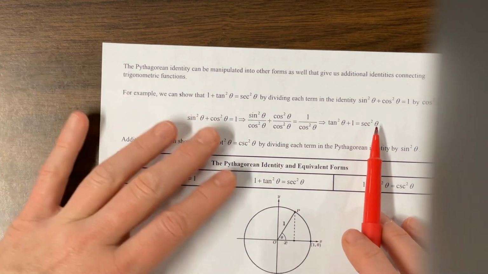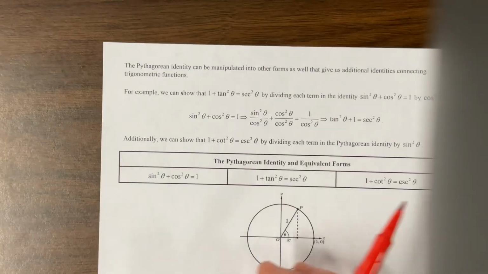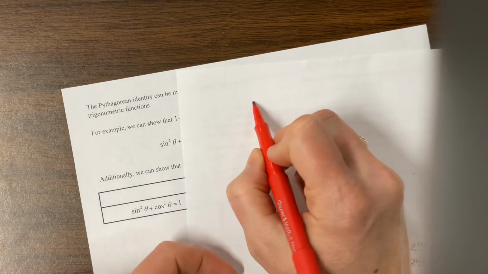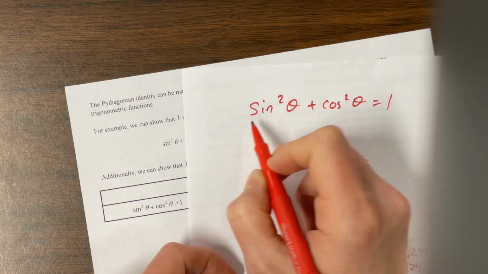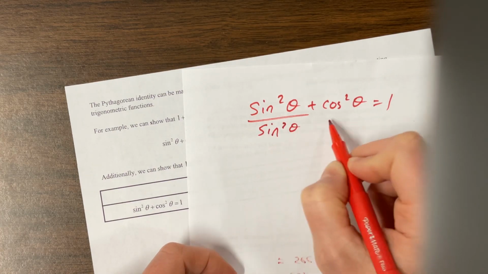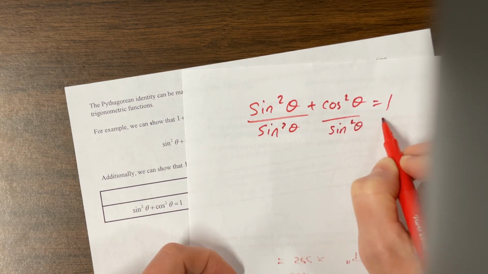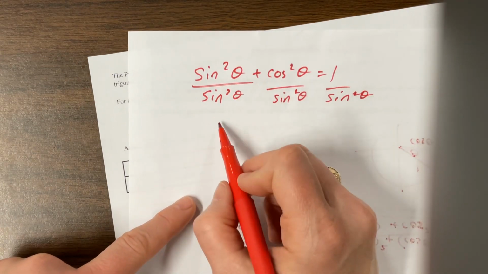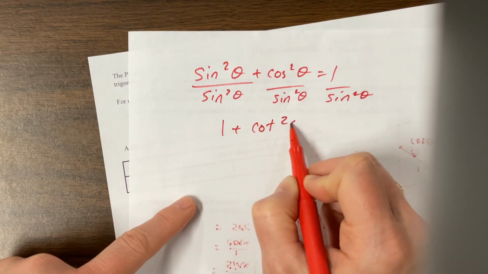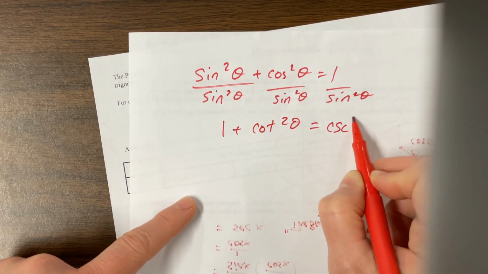I can also come back and take the Big Daddy and divide through by sine squared. If I do, now I have 1 plus cotangent squared is equal to cosecant squared theta.